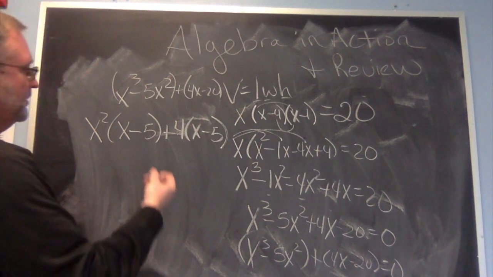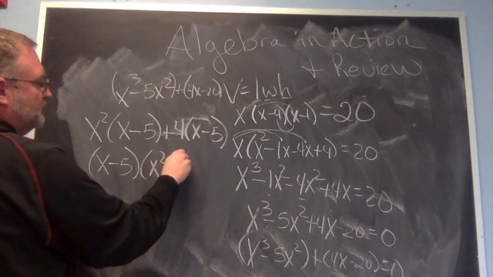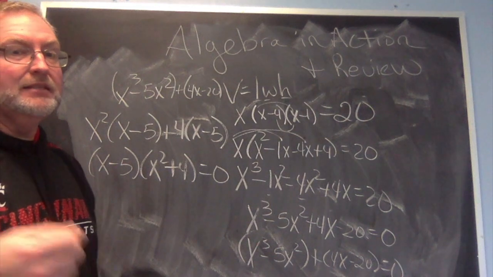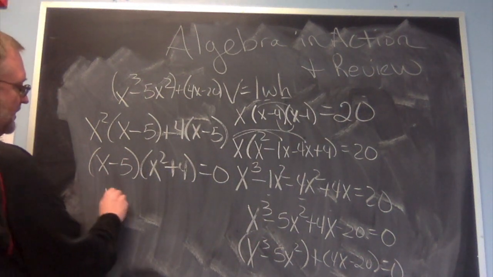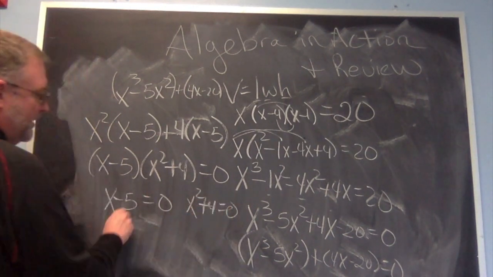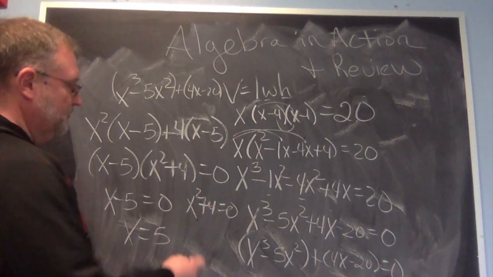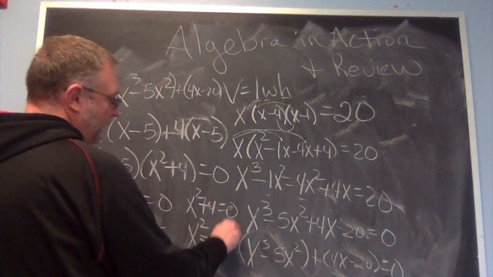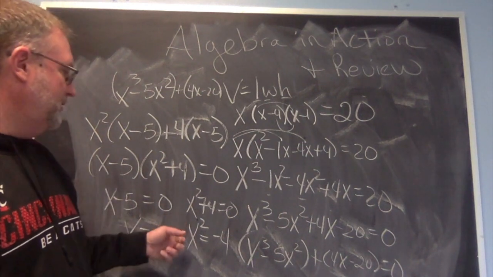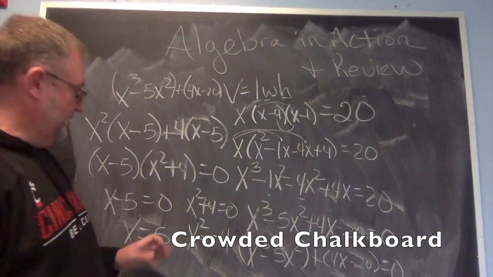Not quite done with this one. We have x minus 5, and then we have x squared plus 4 equals 0. Now we do that zero factoring. So I'm going to have x minus 5 equals 0, and x squared plus 4 equals 0. This is going to be x equals 5. This one over here, I can't really do anything else to it. I can make that x squared equals negative 4, but you can't solve it. So x is 5, and I only need one of the answers.